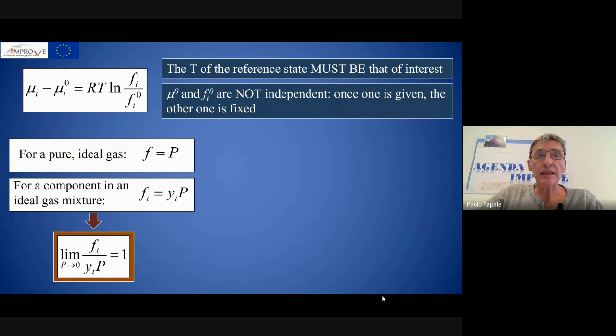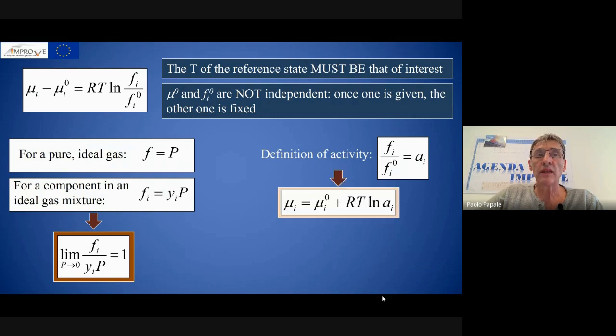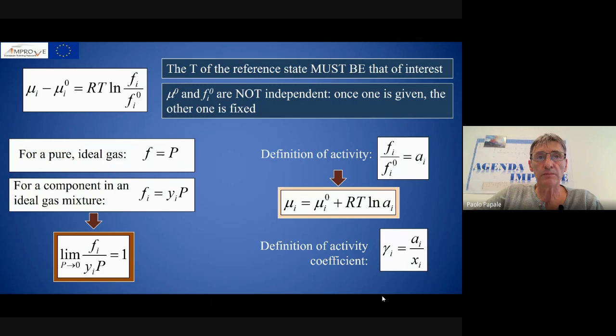Still before that, let's introduce the concept of activity, which is simply given by fugacity divided by reference fugacity. Given this definition, we can replace the fugacity ratio with activity in the original equation for the change in chemical potential along an isothermal path and obtain a famous relationship that quite likely you know already from high school or university courses.